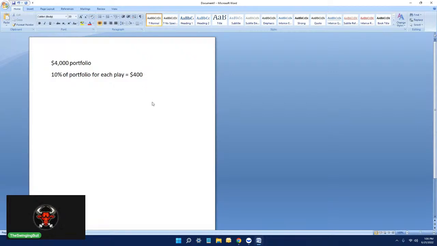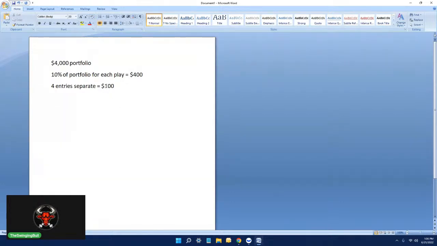Now, out of that $400 that you feel comfortable allocating to each play, I would break that up into at least 4 different entries. So out of that $400, if we have 4 separate entries, that is going to equal $100 each entry. Once you enter 4 different entries at $100, that's 100% of the $400. So that's what we recommend.